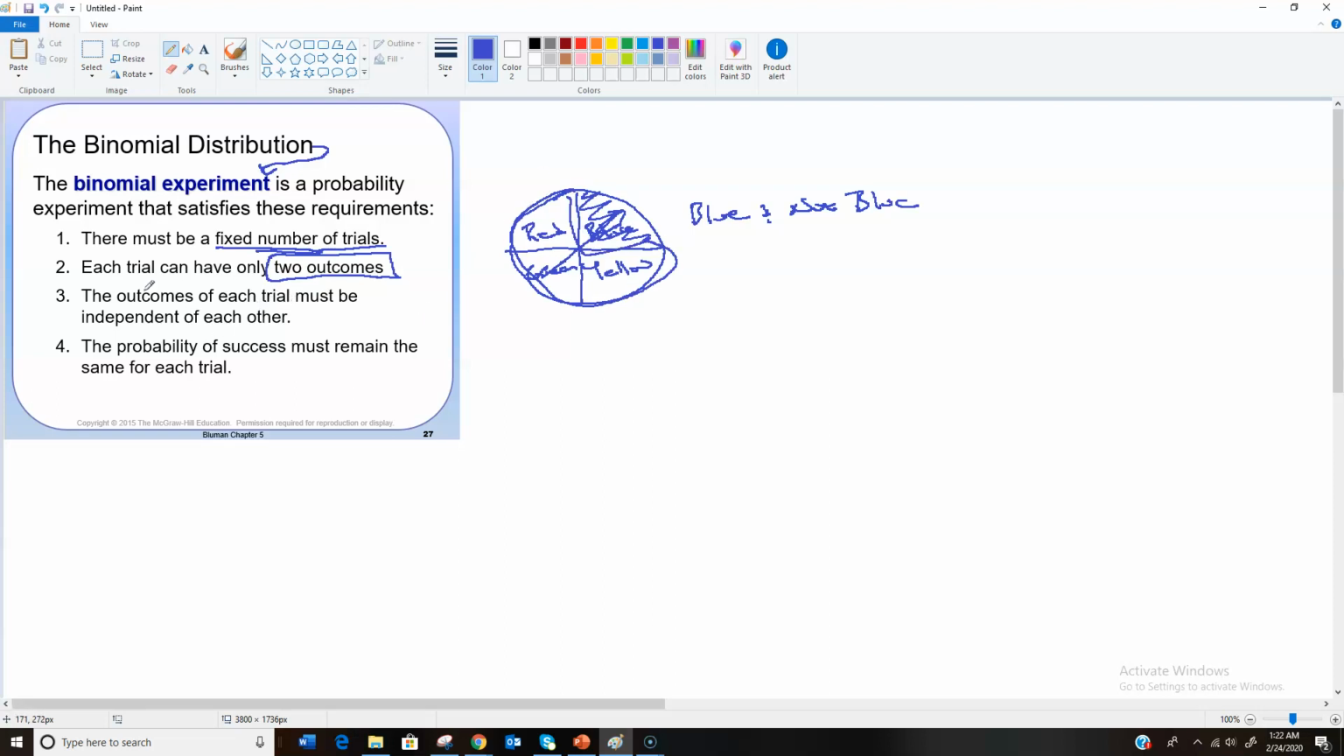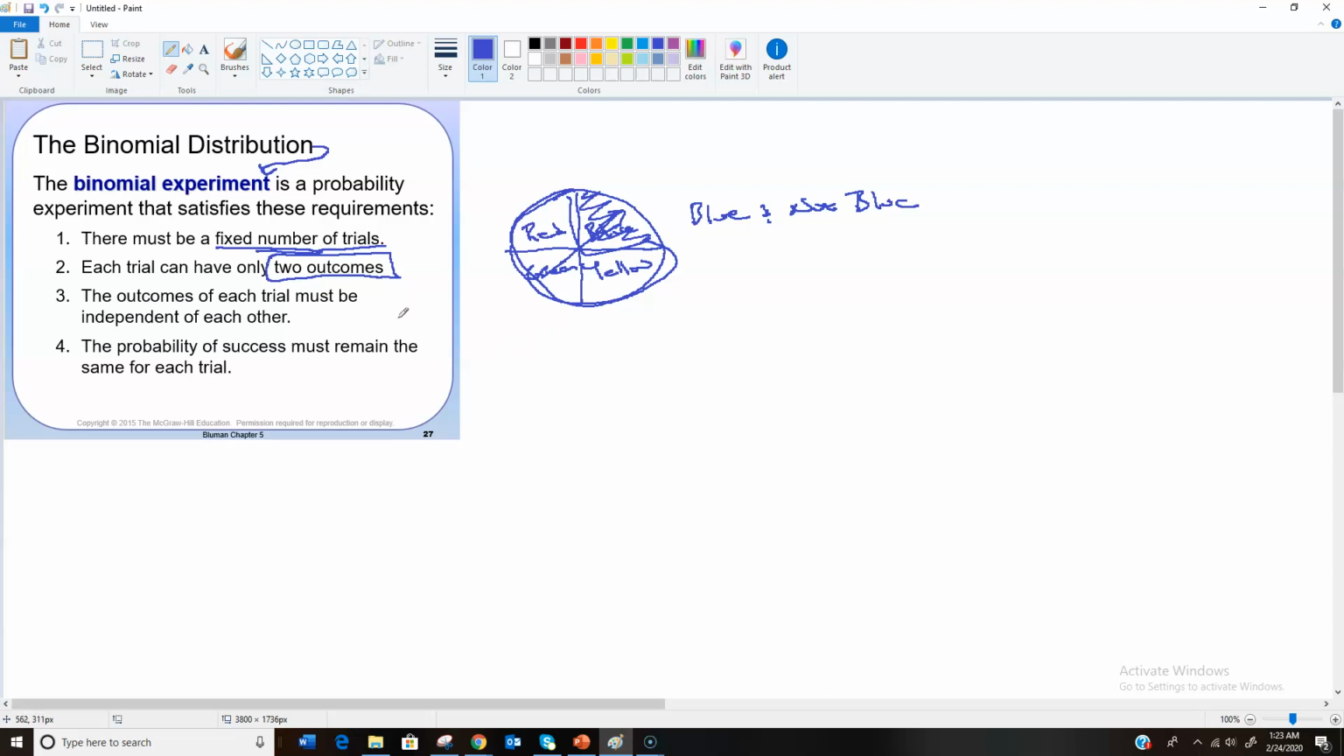The next thing is the outcomes of each trial must be independent of each other. If we're talking about something like a spinner or a die or a coin, we don't have to worry about that because those are all independent. A die does not have a memory. A coin does not have a memory. A spinner does not have a memory, or a roulette wheel. Those things all, quote unquote, reset every time you spin or roll or flip them.